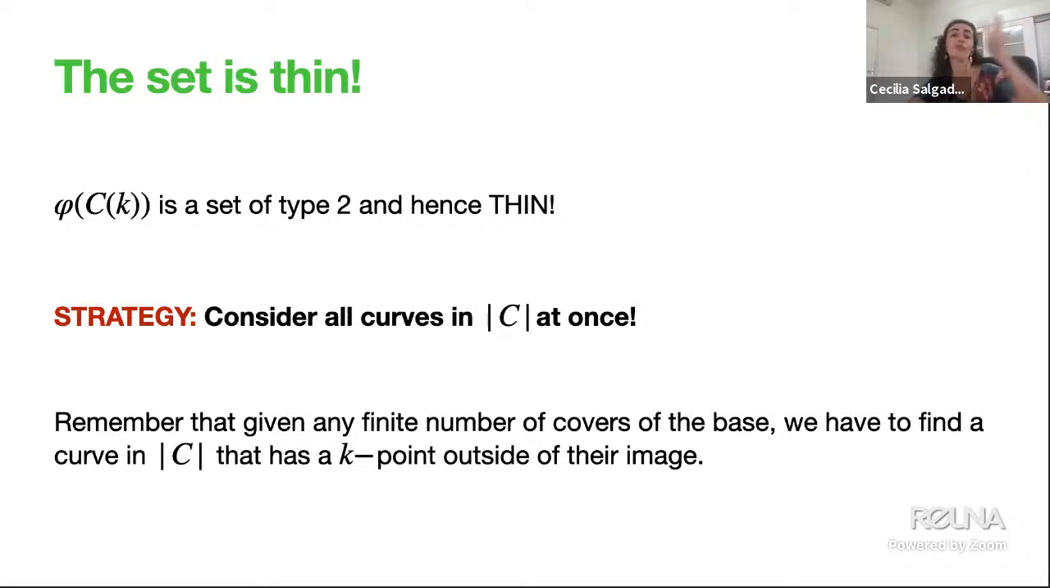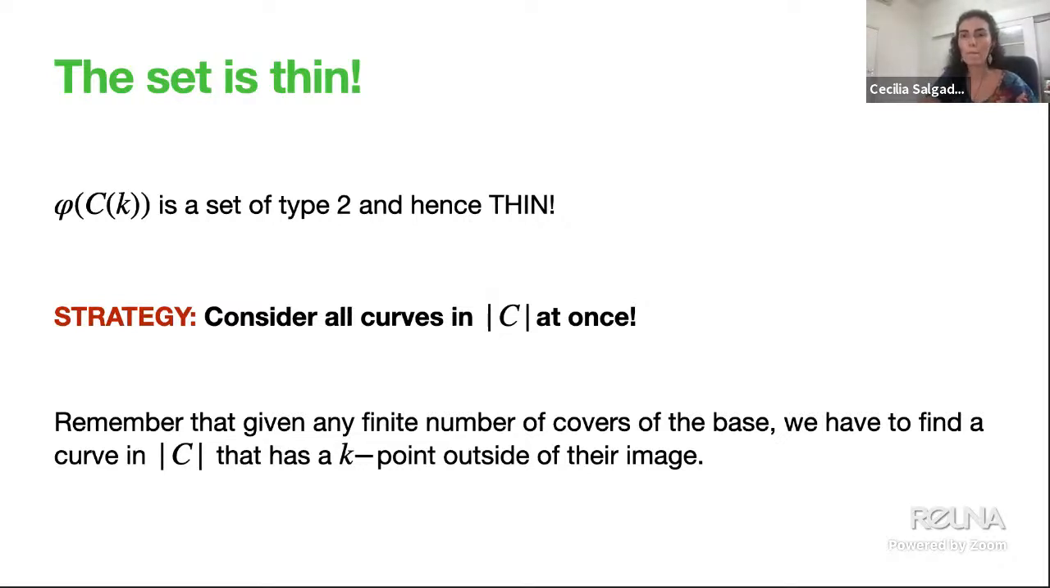I have to start fixing covers, a finite number. I don't know what they are, but I fix a finite number and I produce a curve that has some point P that maps to something that doesn't lie in the locus spanned by the image of the covers. That's what we have to do.